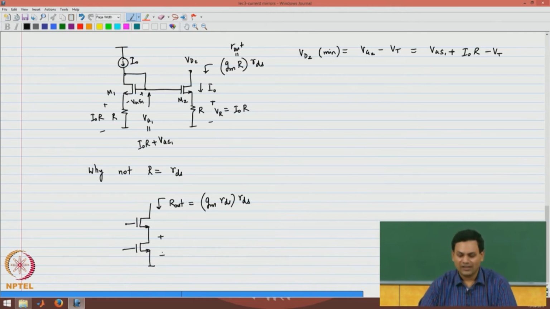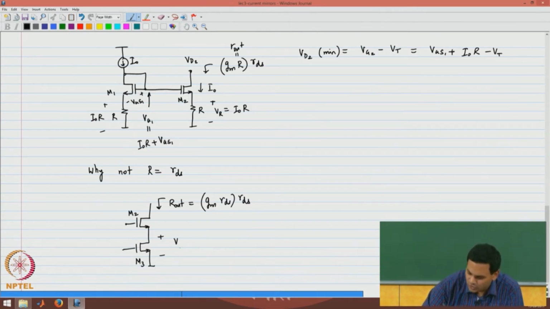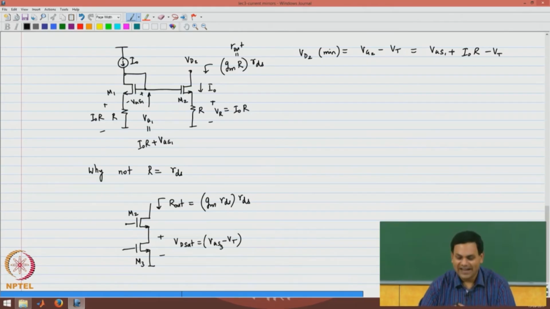All I have to ensure is that this lower transistor here, now let me name this M3, this was M2, has a voltage equal to VD sat, which is VGS3 minus VT. If I ensure that a voltage VD sat is maintained between the drain and source of M3, I am assured that M3 is in saturation, and therefore it will have an output resistance of RDS. The small signal model will be valid.